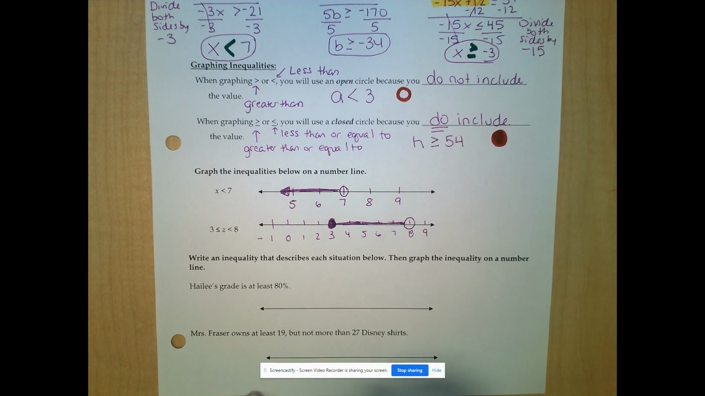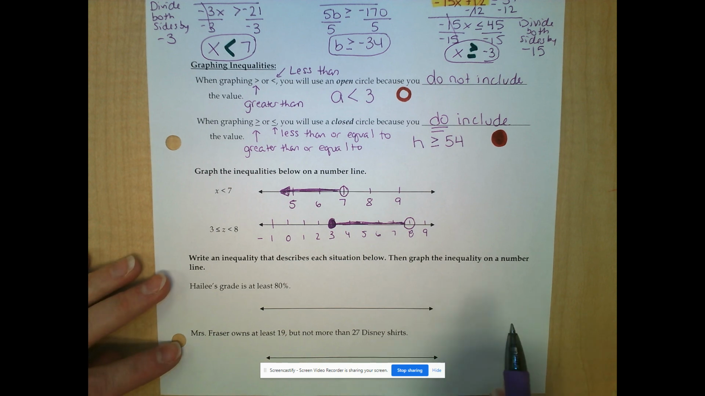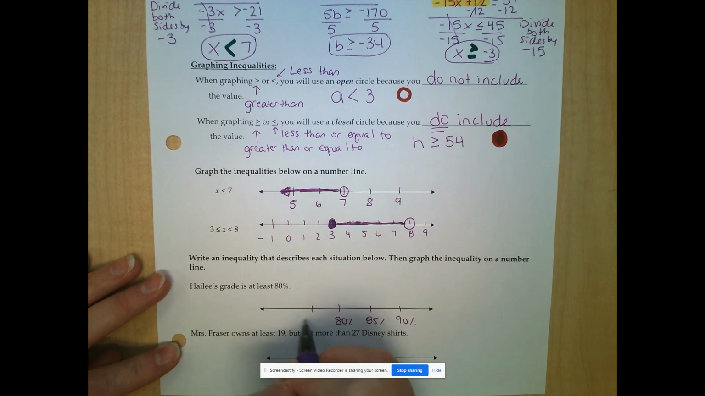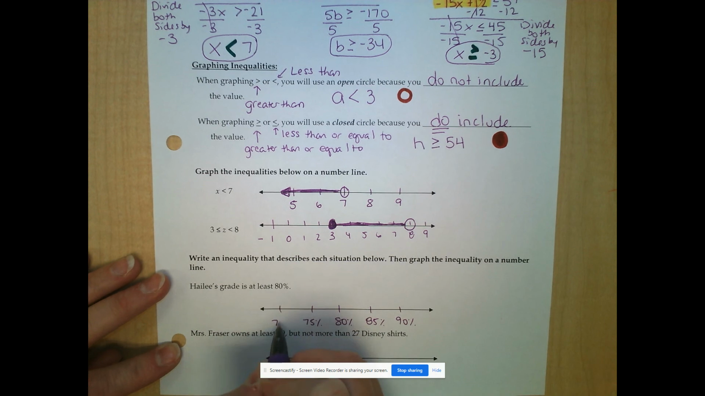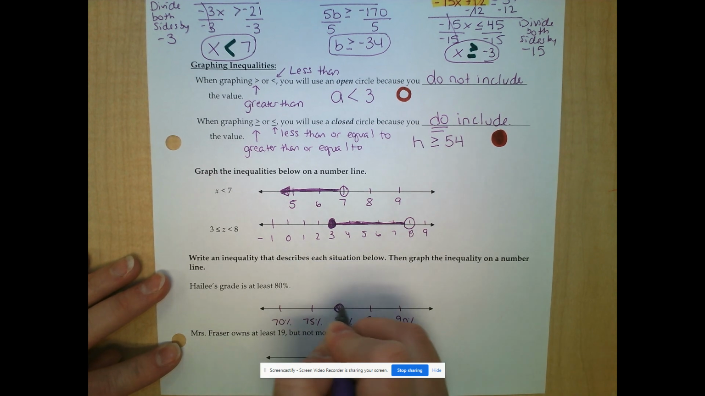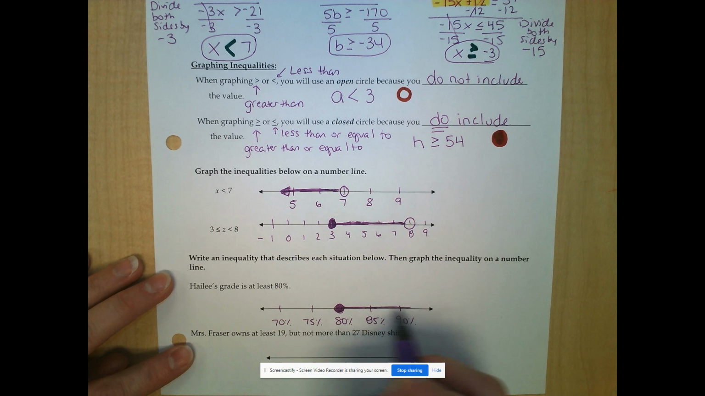Write an inequality that describes each situation below, then graph it on a number line. Haley's grade is at least 80%. So 80% is going to go right here in the middle. So maybe here would be 85%, here would be 90%, and then lower than that would be the 70s. At least 80%. So at the very least, she could have an 80. But if 80 is the least it could possibly be, then we would point our arrow towards the bigger numbers. All of this could be represented, let's say, by the letter G for her grade.